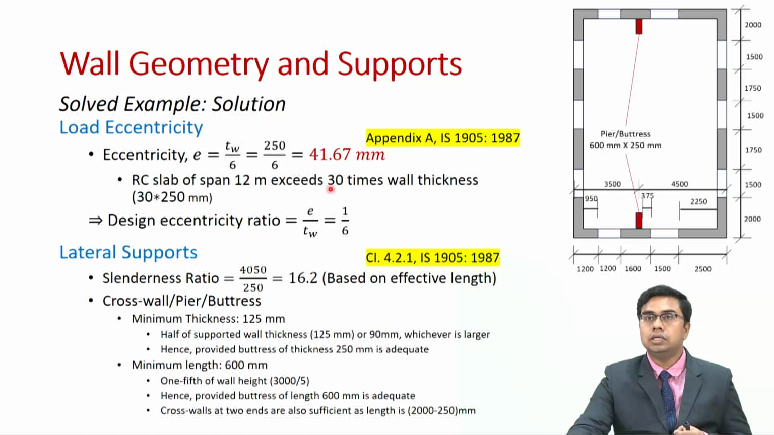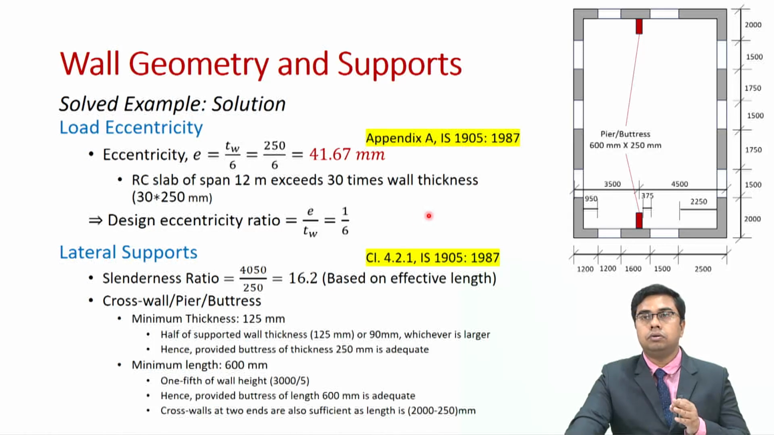If the span was smaller than 30 times the wall thickness, then in this case we could have taken eccentricity to be 0. However, the design eccentricity is best found out based on judgment of the structural engineer. However, guidelines given in appendix A are well and good, and you should be able to follow them. We have discussed all those guidelines earlier.